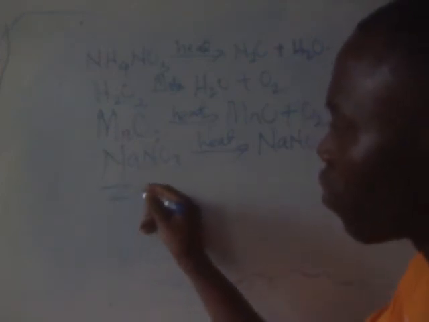Option E, zinc trioxonitrate 5. Zinc nitrate will decompose into zinc oxide plus nitrogen 4 oxide gas plus oxygen gas. So you can see out of all these options, it is only ammonium nitrate that did not release oxygen gas. Is that taken? So our correct answer is A.